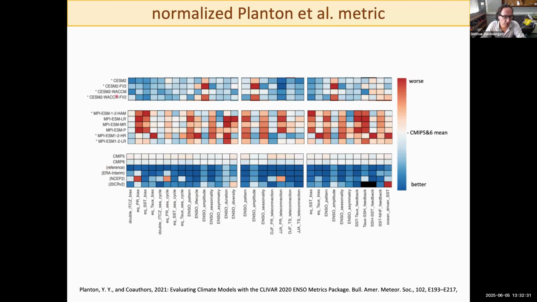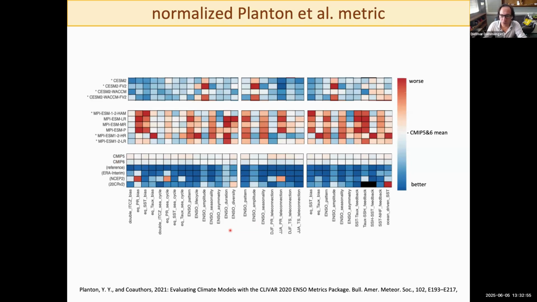And each model, so here's a bunch of models, the CESM, which is a good one, the MPI, which is the one that we are looking at, the past MPI version. And then here are some CMIP averages and observations. On the x-axis there are lots of different metrics. There are about 20 different parameters that this metric includes, and I will talk about using some of them.